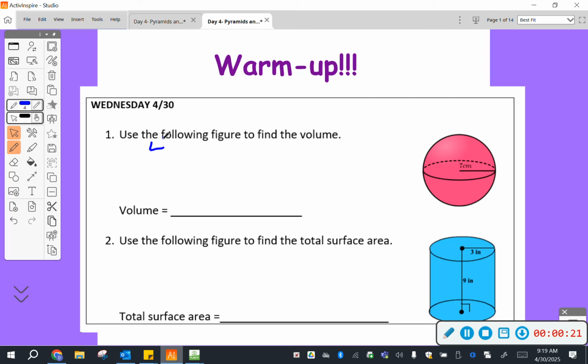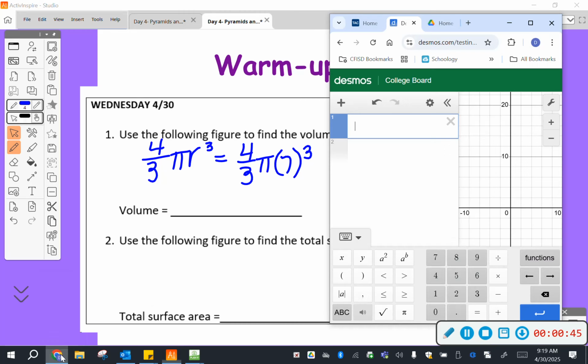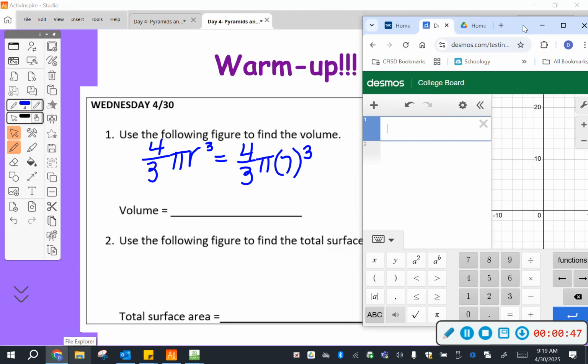4/3 pi r cubed. Make sure you have r cubed on your notes. A couple people had squared on accident. It is cubed. And what is my radius here? My radius is 7, so I'm just going to plug in 4/3 pi 7 cubed. And then we are going to plug this into our calculator.